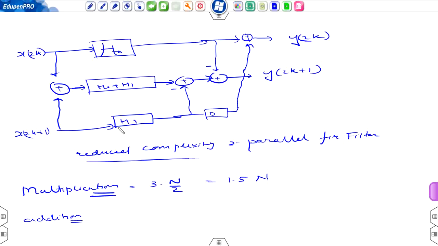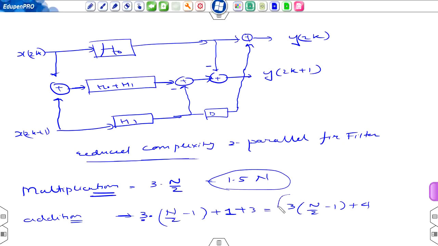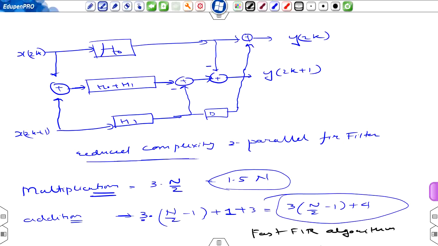Okay, so again they are n by 2 length filters that will perform n by 2 minus 1 additions, and for 3 filters a factor of 3 will come, and we have one pre-addition and 3 post-additions, plus 4, so that is 3 times n by 2 minus 1 plus 4. Okay, so compared to 2n multiplications and 2n minus 2 additions, this is a reduced value. So the technique that we have discussed just now is known as the fast FIR algorithm, and this derived structure is also known as the fast FIR filter.